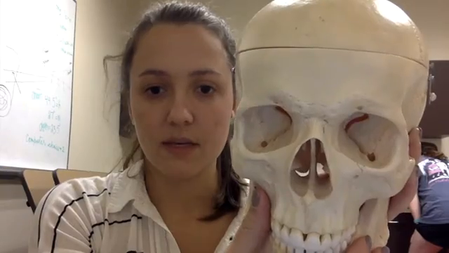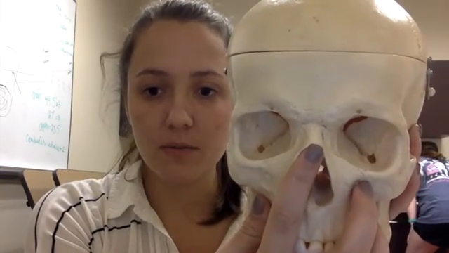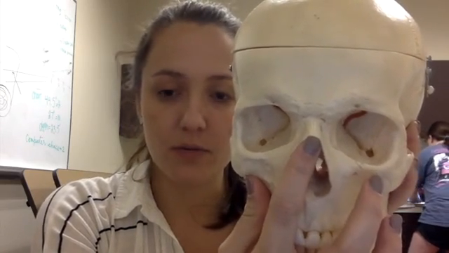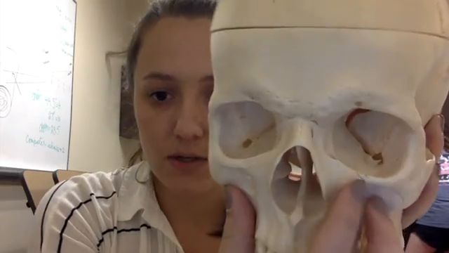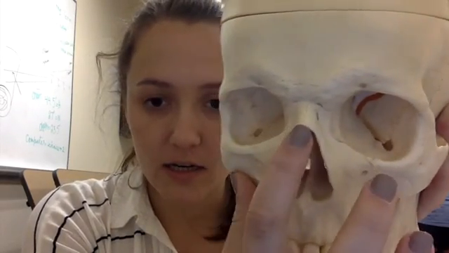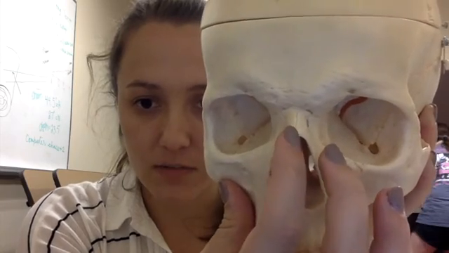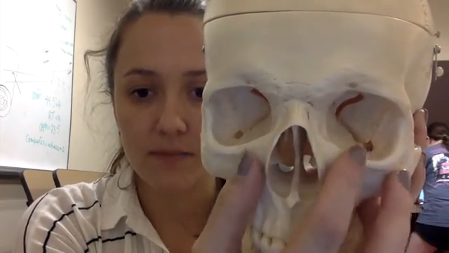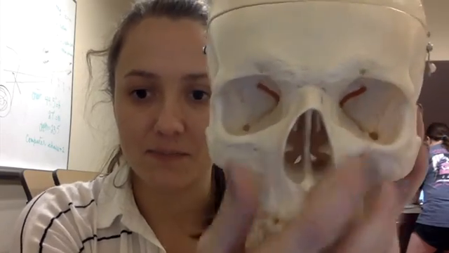The nasal bones are two small bones located just above the nasal opening, and these small oblong bones form the bridge and the roof of your nose. And you can see where it is fused together down the middle, making it two nasal bones, and it's fused together on the side with each of the maxilla.